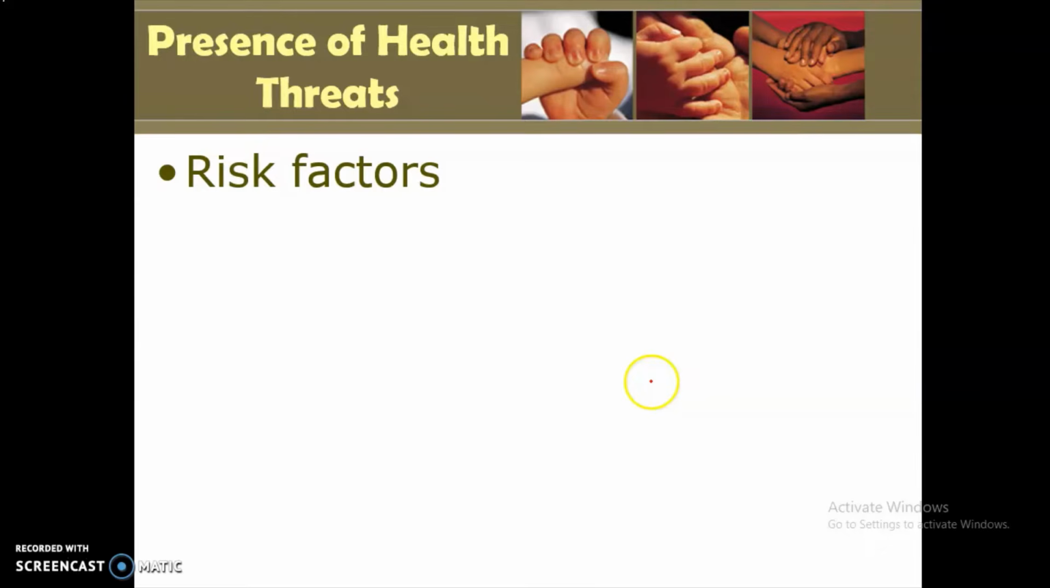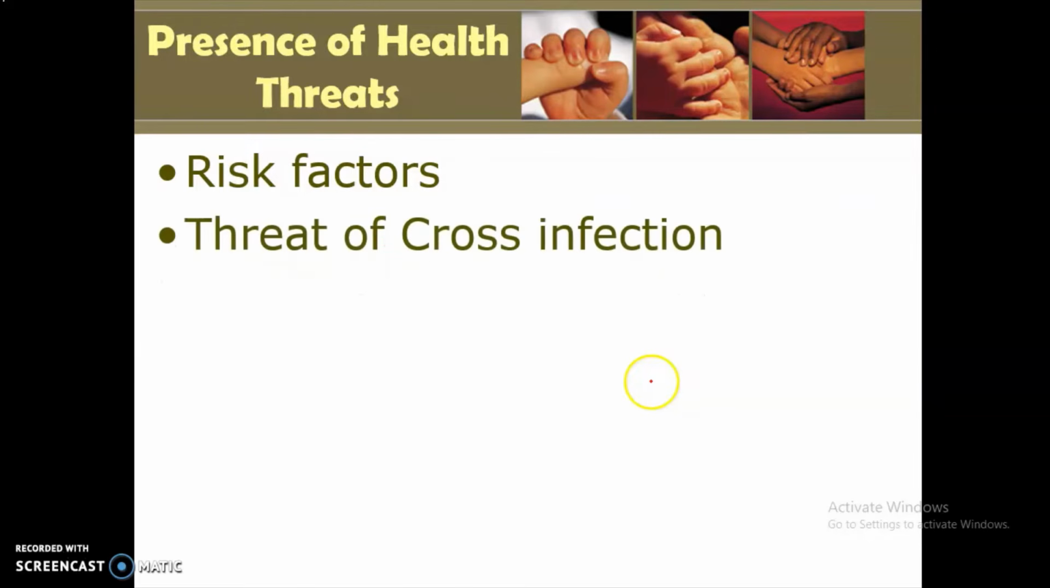Another one, a member of the family has a communicable disease. If a member of a family has a communicable disease, there is a possibility na pwedeng mahawa ang ibang member ng family. So there's a threat of cross-infection, and that is another example of your health threat.